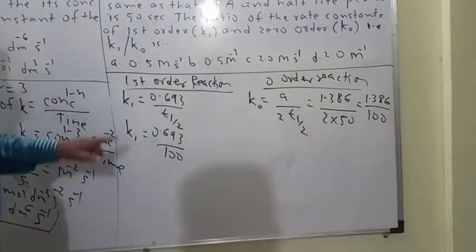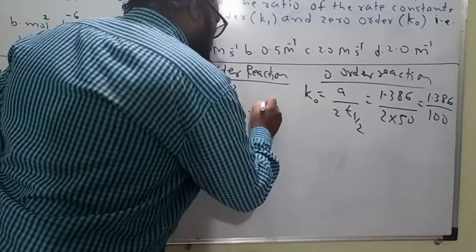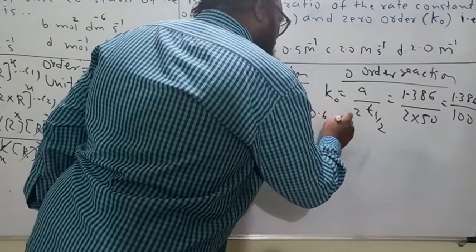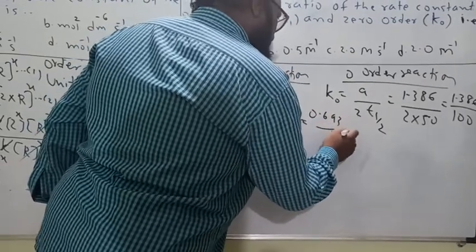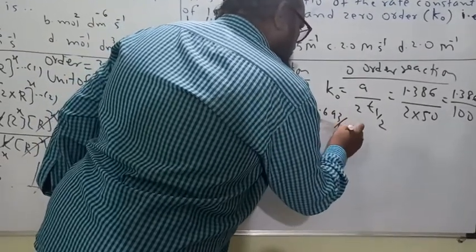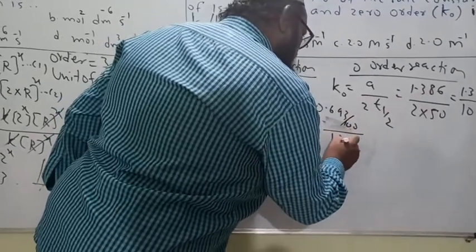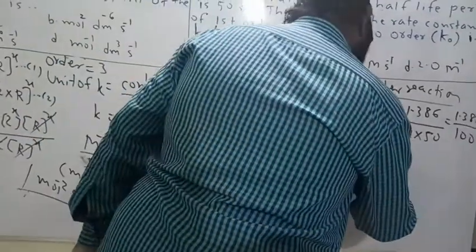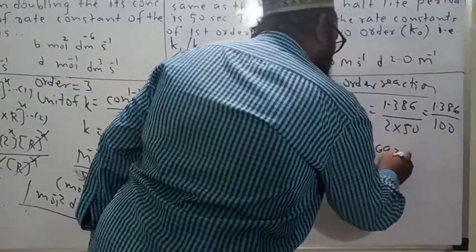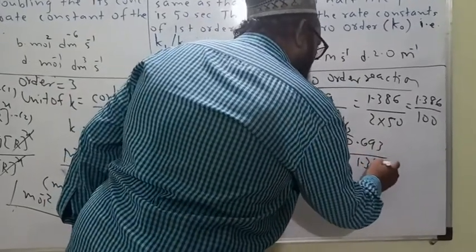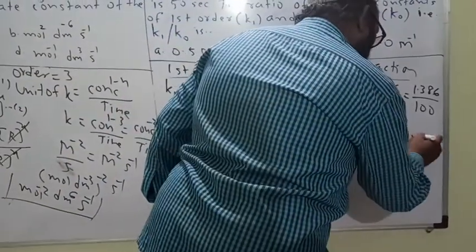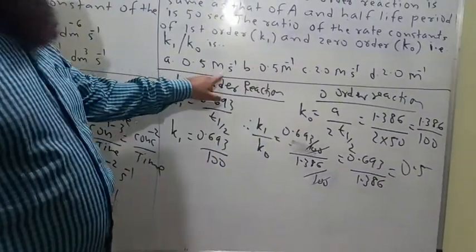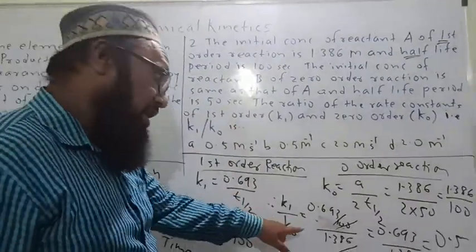Then what is the ratio asked? K1 upon K0. Therefore, the ratio K1 upon K0 is equal to 0.693 upon 100 upon 1.386 upon 100. 100 gets cancelled. We get 0.693 upon 1.386. This ratio is 0.5. Now look here, 0.5 is given, but here the units are different. Then let us find out the unit.